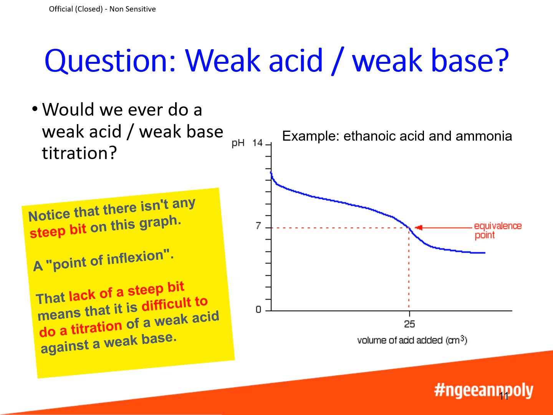You will notice that on the graph, there is no steep bit or sudden pH change. Instead, we only have what is known as a point of inflection. So the lack of a steep bit means that it is difficult to do a titration of a weak acid against a weak base, because the indicator will not show a sudden color change corresponding to the equivalence point.